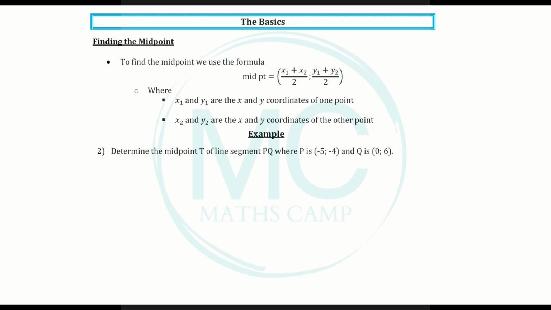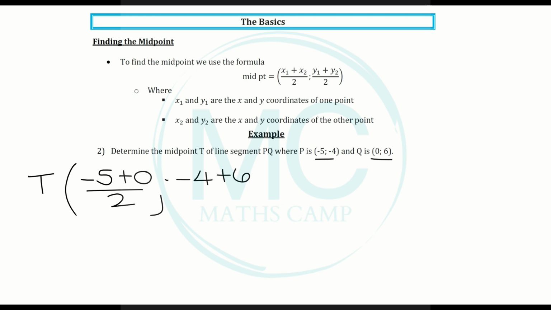Let's do another one. Determine the midpoint T of line segment PQ, where P is negative 5, negative 4, and Q is 0, 6. Let's say that P is point 1 and Q is point 2. So for the midpoint T, open a bracket, P has an x coordinate of negative 5, Q has an x coordinate of 0, so over 2. And for the y coordinates, we have negative 4 plus 6 over 2.